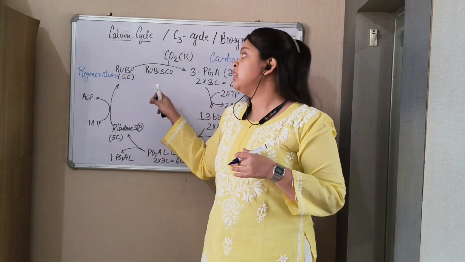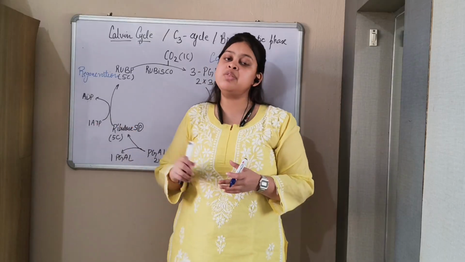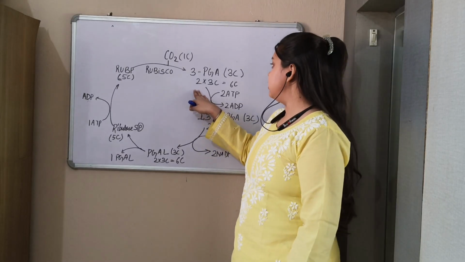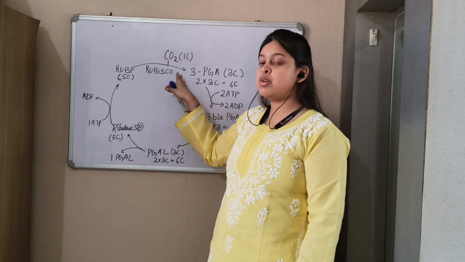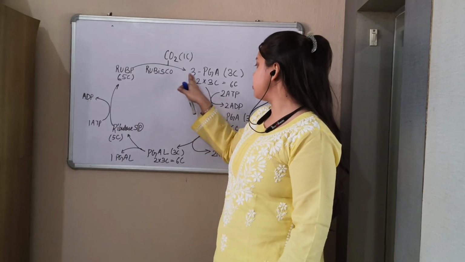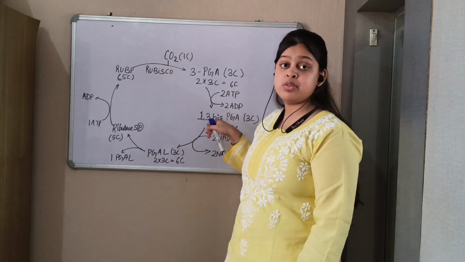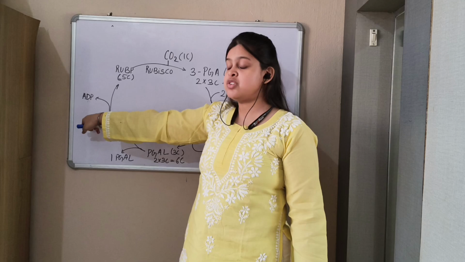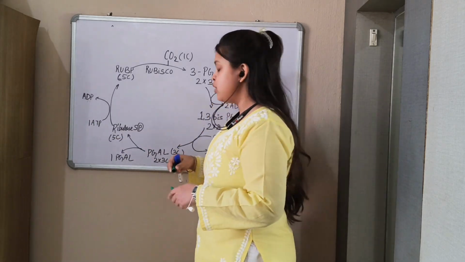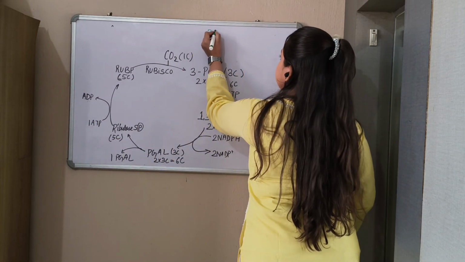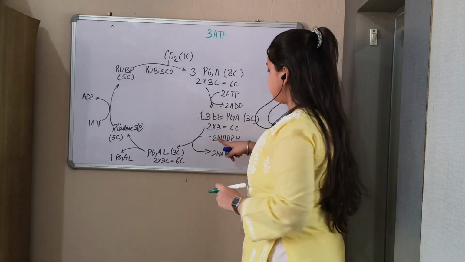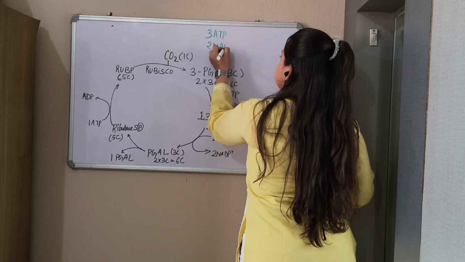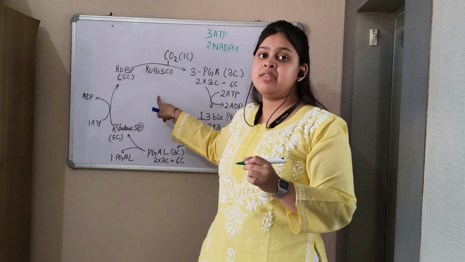We will now discuss the energy sheet of the C3 cycle, which is most important from the exam point of view. As you can see in the cycle, in converting 3-phosphoglyceric acid into 1,3-bisphosphoglyceric acid, two ATP molecules are utilized. And in the regeneration step, one ATP molecule is utilized. So 3 ATP and 2 NADPH molecules are utilized in one Calvin cycle.